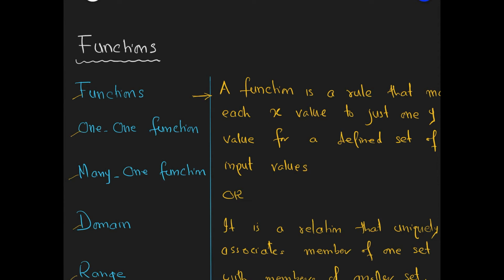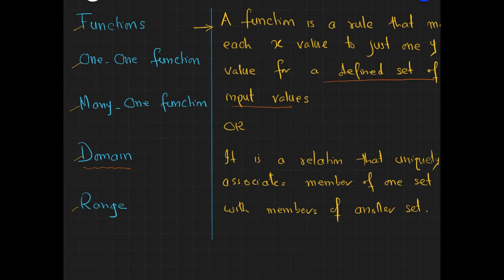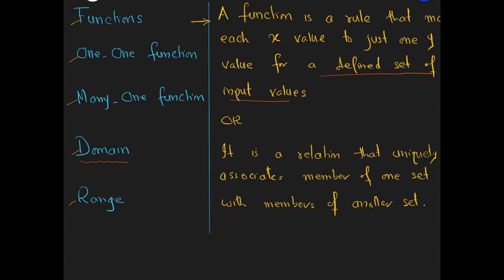A function is a rule that maps each x value to just one y value for a defined set of input values. The defined set of input values is known as the domain of the function. We will further discuss it in a while. We can also say that a function is a relation that uniquely associates a member of one set with a member of another set.